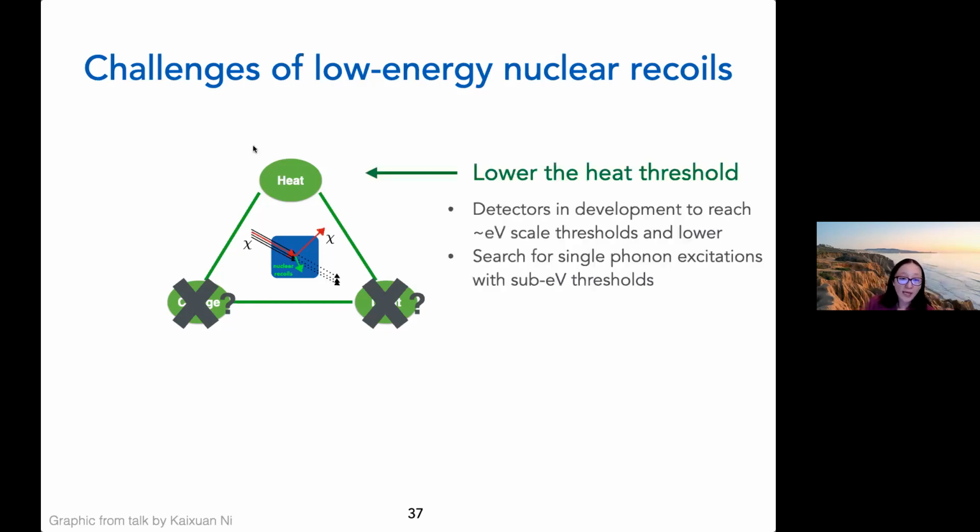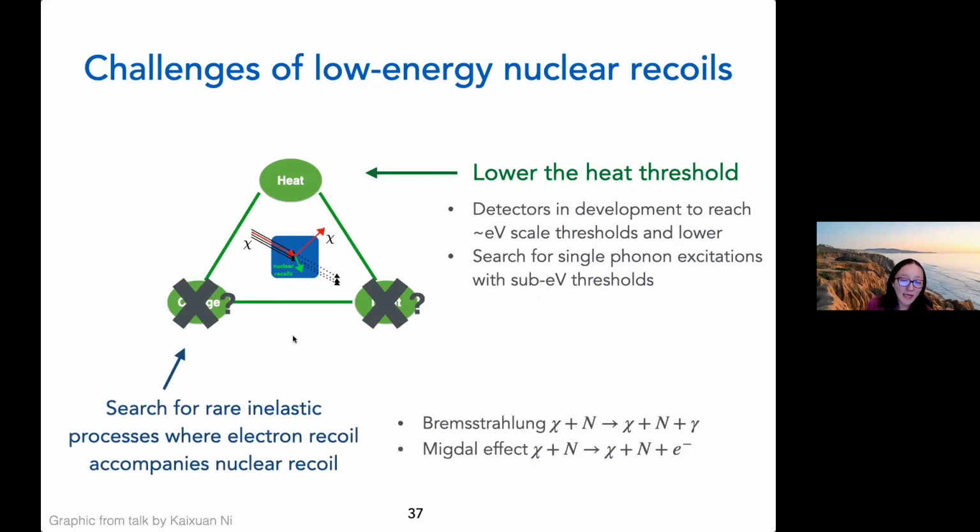So a number of experiments trying to detect low energy nuclear recoils are basically relying on just the heat signal and lowering the heat threshold. And there's a lot of progress already getting to very interesting eV scale thresholds. So that's one way forward towards detecting these low energy recoils.